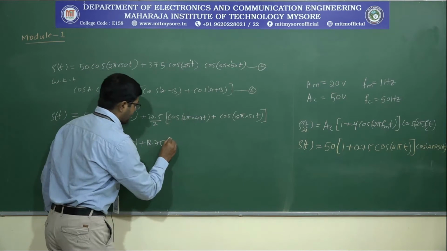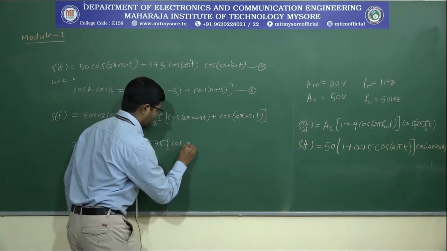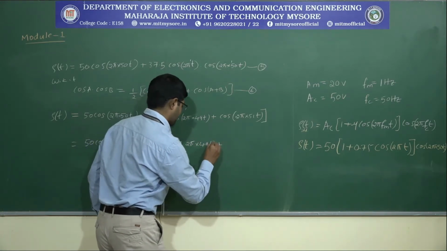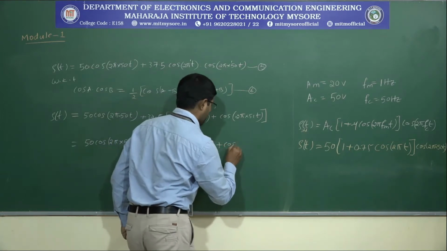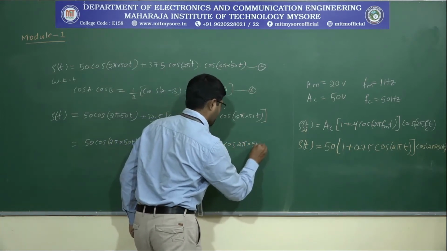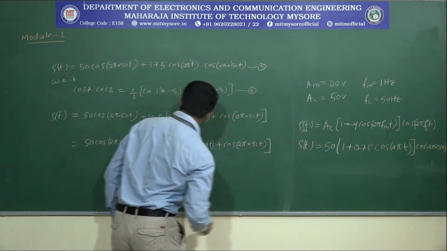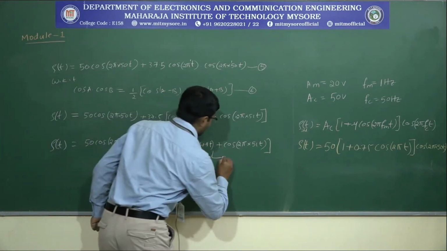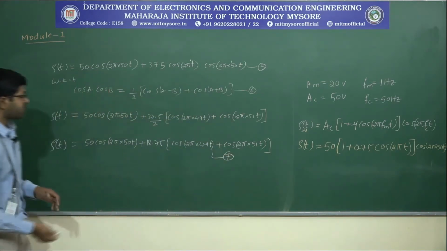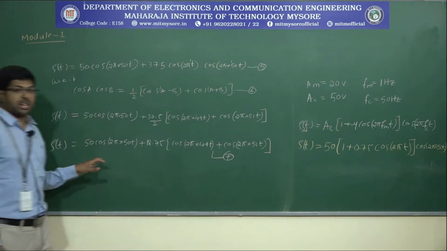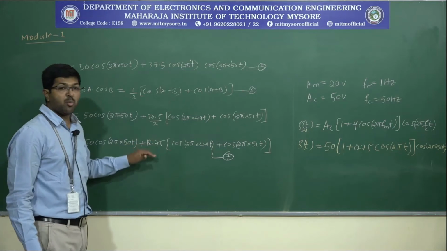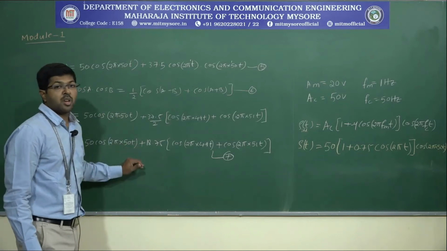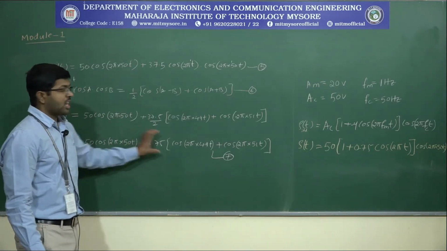And this term we can rewrite again. Let me call this equation number 7. The equation number 7 is our AM wave equation in the time domain. That was our first part of the question. So this is the equation.